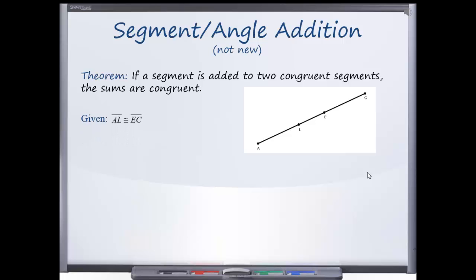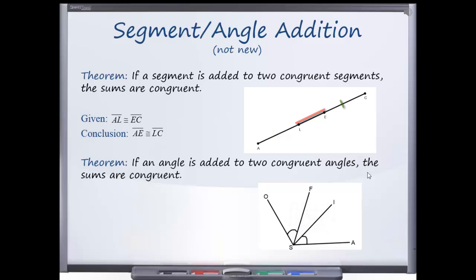So if we are given that segment AL is congruent to segment EC, we can conclude by segment addition in this case, that AE is congruent to LC. Because if we add segment LE to AL and we add that same segment to EC, the resulting segments will also be congruent.